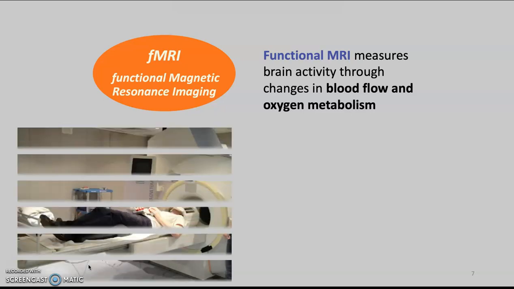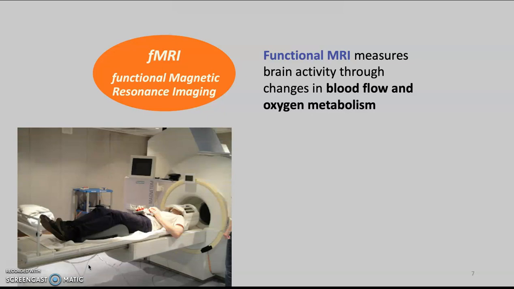How do fMRIs work? They measure regional cerebral blood flow and oxygen metabolism through the magnetic properties of blood, or more specifically, hemoglobin, the oxygen-carrying protein in your red blood cells. This is termed the BOLD, capital letters, blood oxygen level dependent contrast.